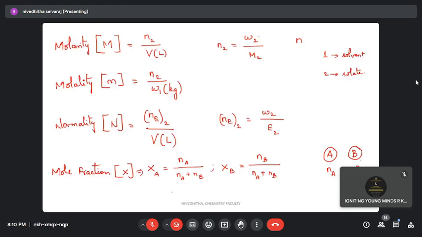For example, if a solution contains 3 components, then I can write mole fraction for all 3 components. If I add the mole fractions of all 3 components, again we'll get the value 1. Is that clear? Fine. Okay, guys. Now we'll move on to problems.